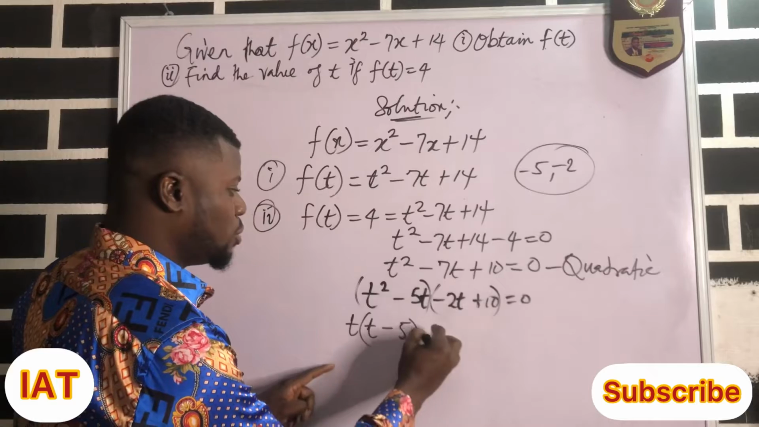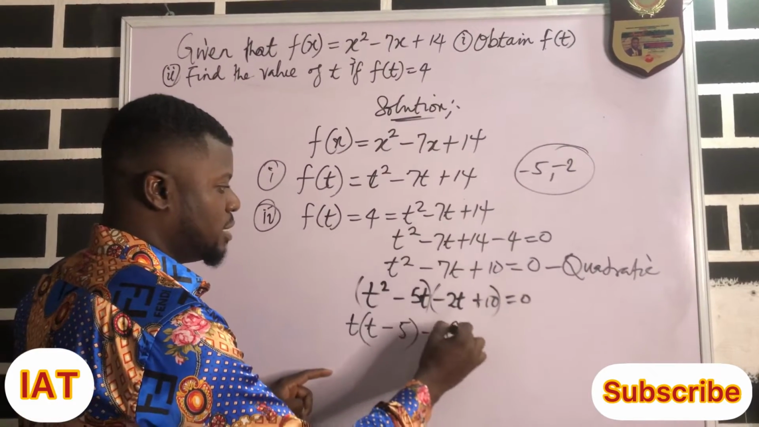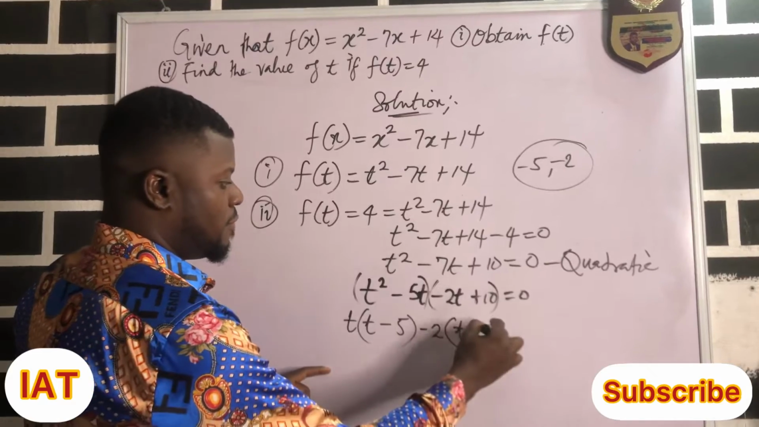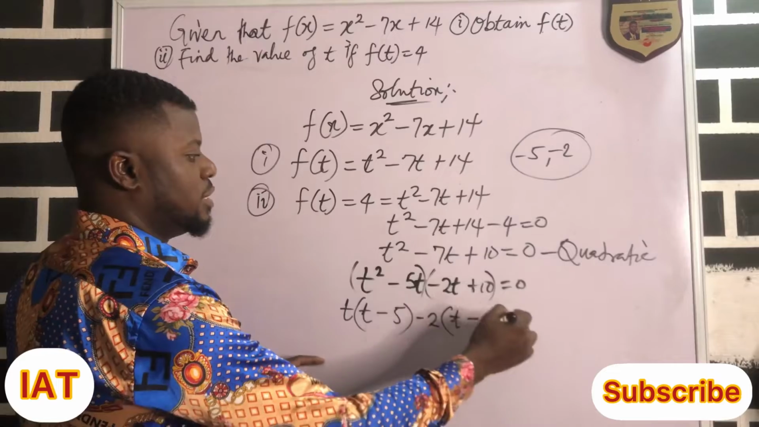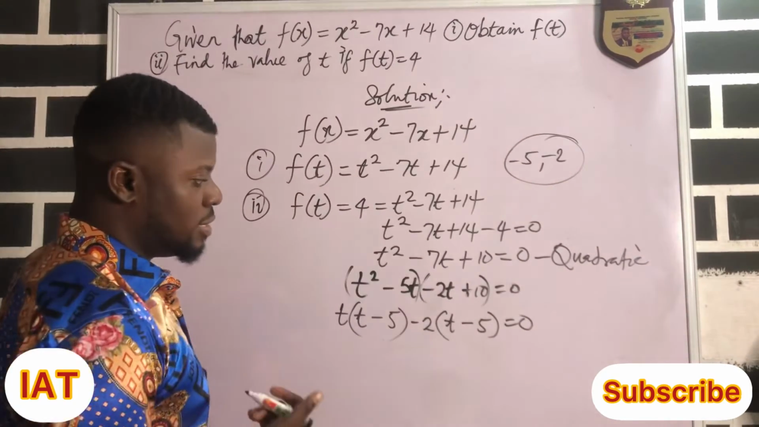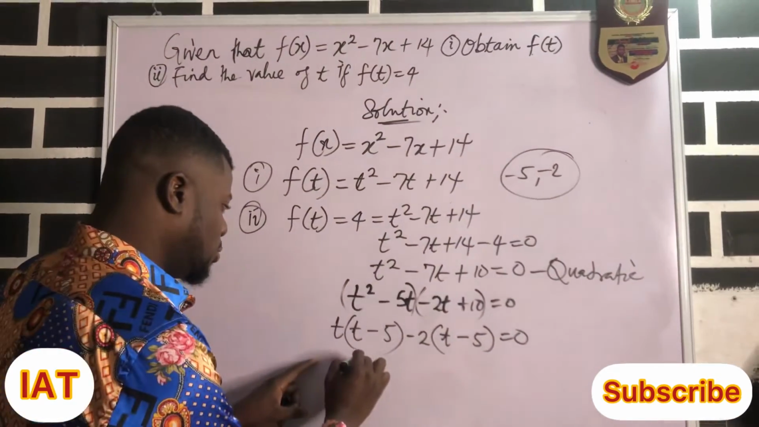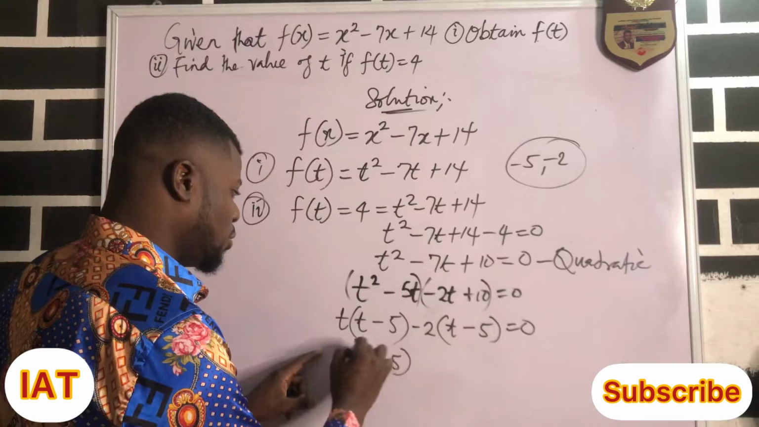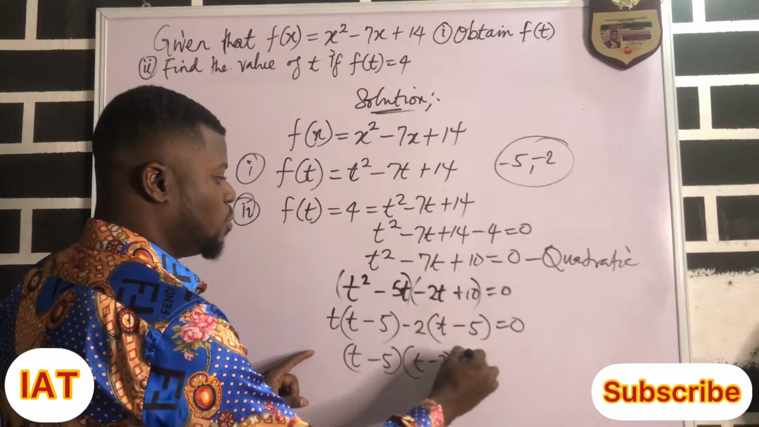Again, here minus 2 is common to both terms. If you remove minus 2, what remains is t minus 5, because minus 2 times minus 5 gives us plus 10, and this is equal to 0. You can see that the ones we have in the brackets are the same, and because they are the same, you can pick just one of them. I consider t minus 5 and also consider the one outside, which is t minus 2, and set them equal to 0.